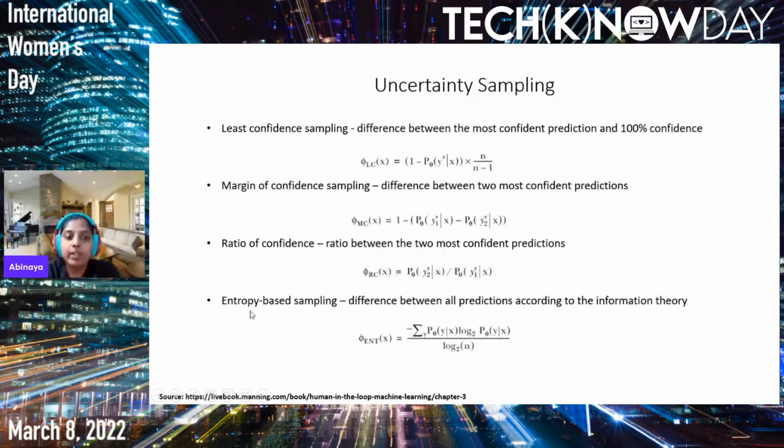The last method available under uncertainty sampling is entropy-based sampling. Here, the difference between all the predictions is calculated according to information theory. You calculate the negative log of the probability times the actual probability, you sum over everything, and you divide it by log n to normalize it. So here, if the data point has high entropy, that means you need to sample the data point. Otherwise, if it has low entropy, then you don't need to sample it.